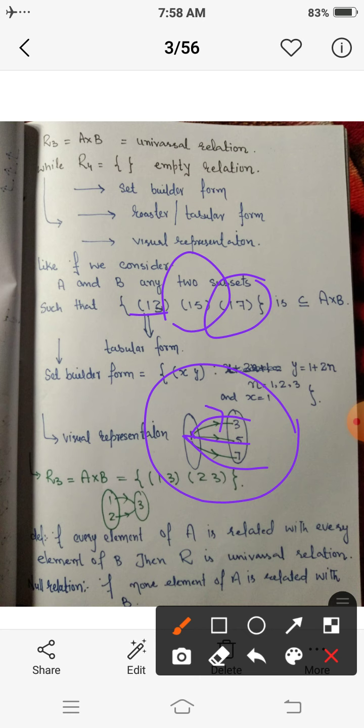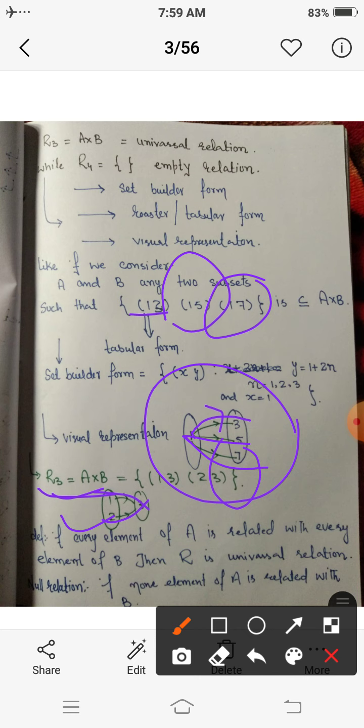If we consider another subset R3 as A cross B, or R3 as {(1, 3), (2, 3)}, this means that the first set is A, which is {1, 2}, and the second is {3}, so 1 is related with 3, 2 is related with 3. So this is the visual representation of this R3 when we consider the whole as a subset of A cross B.